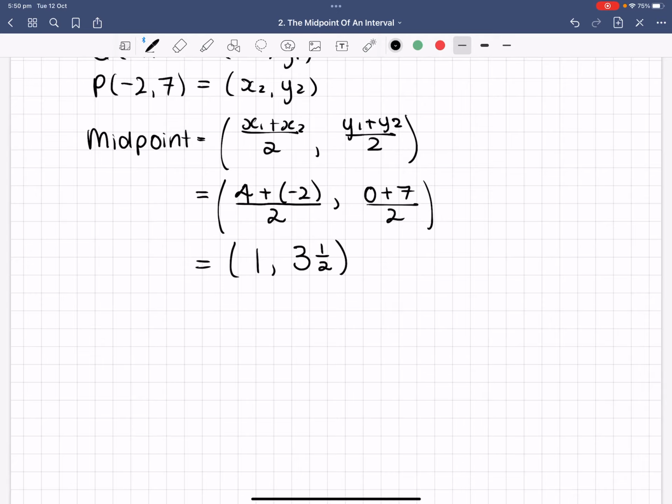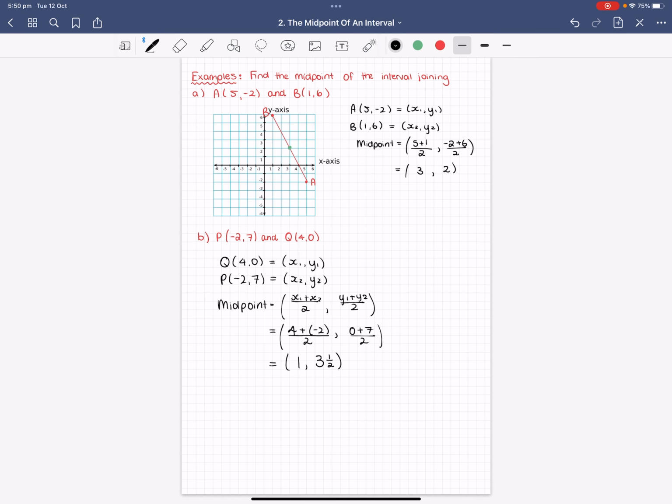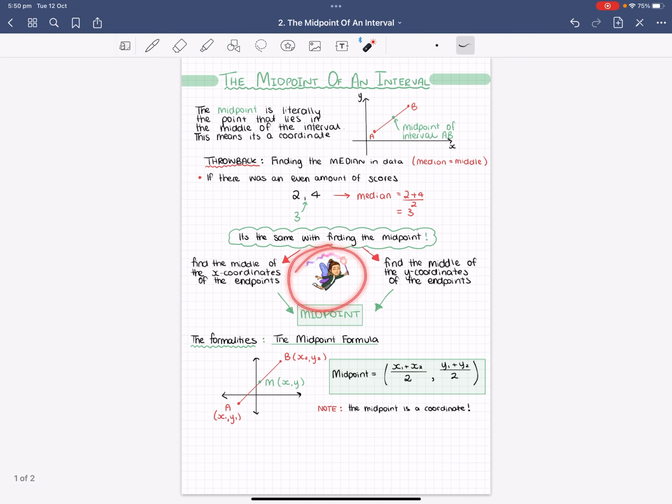And there we go. That's as easy as that. All you have to do is remember to add the x coordinates and divide by 2, and then add the y coordinates and divide by 2, and you get your midpoint. It's literally magic. Good luck.